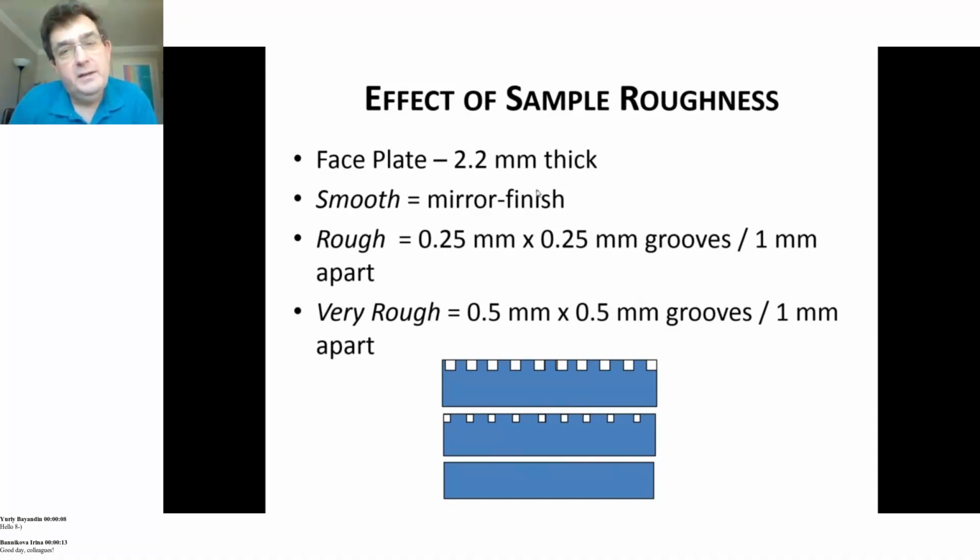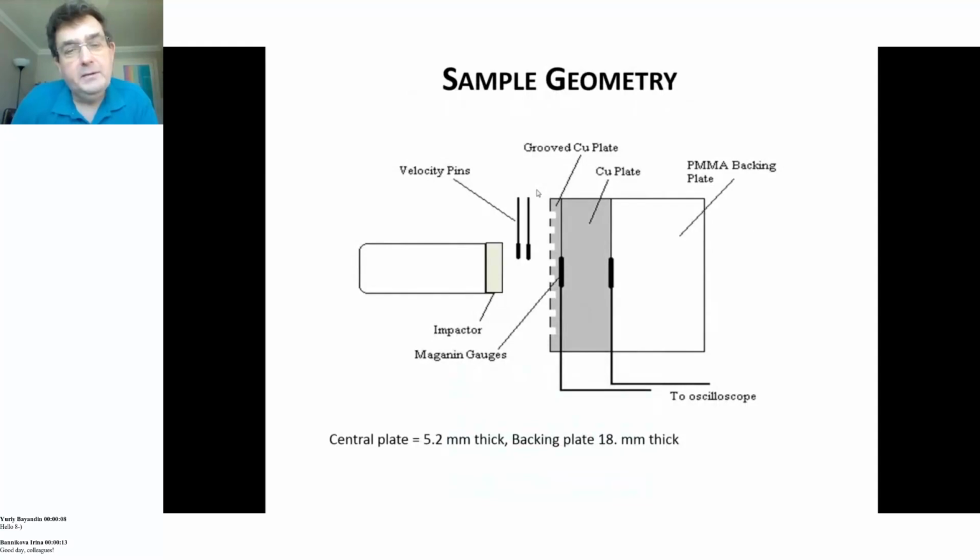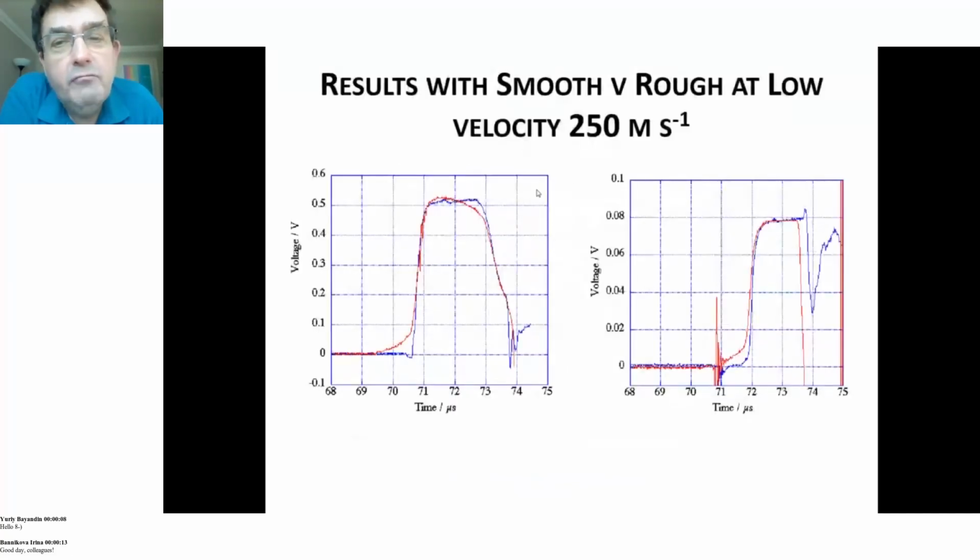So there is the geometry. We've got an impactor coming in there. We've got some velocity pins. We've got our grooved copper plate. We've got a copper plate. We've got a perspex backing plate. A couple of gauges in the system, manganin gauges, should be fairly straightforward. And here we have just the raw output of smooth versus rough at low impact velocities.